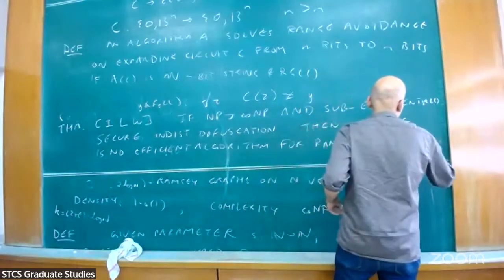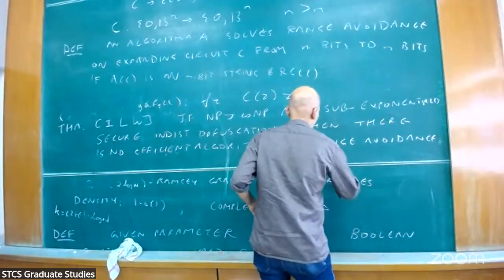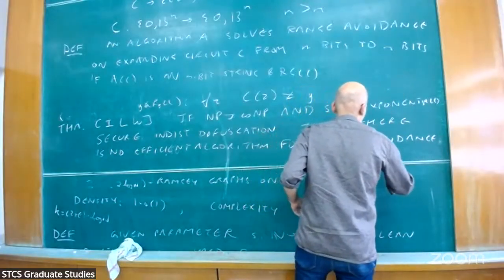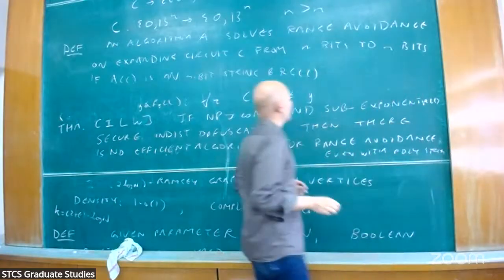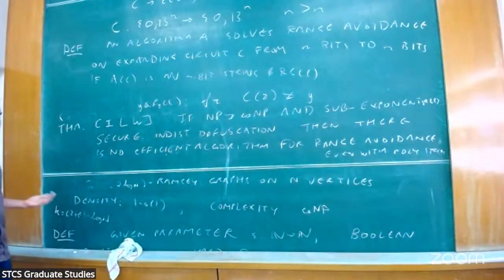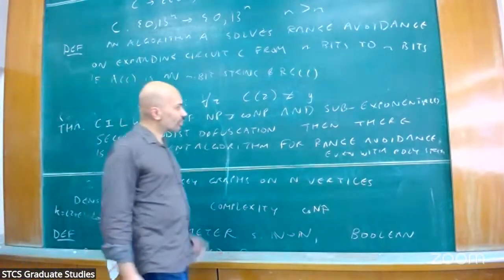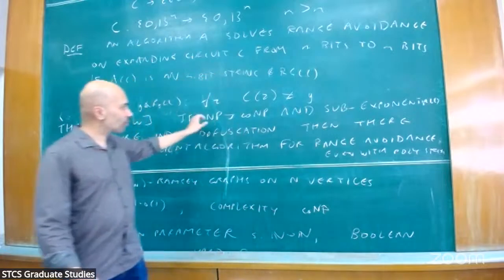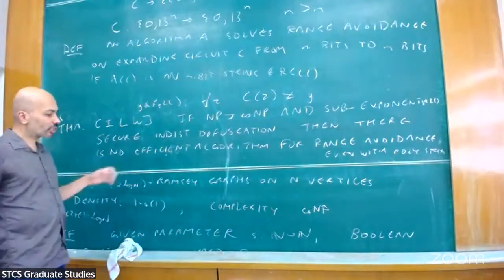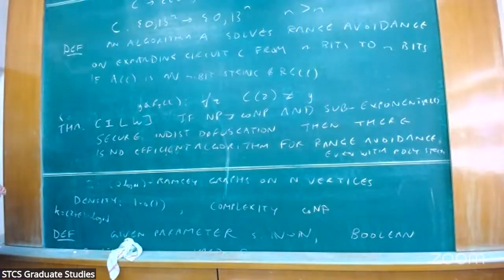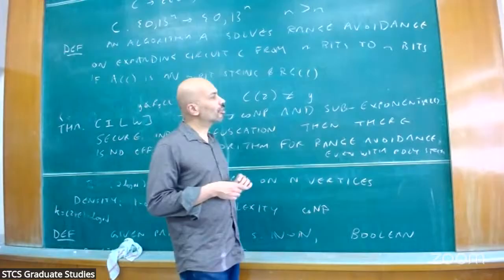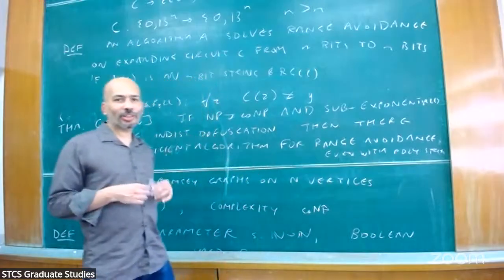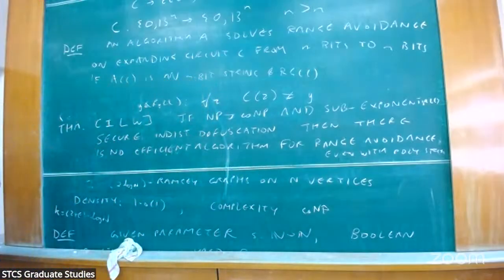Even with polynomial stretch. Polynomial stretch is the largest stretch you could hope for, right? You're stretching n bits to an arbitrary polynomial in n bits, and you still can't solve range avoidance. And actually, the hard instances they construct, under these primitives, there's a function where I think there are only 2 strings in the output, and you can't solve range avoidance. So it's a pretty strong result.